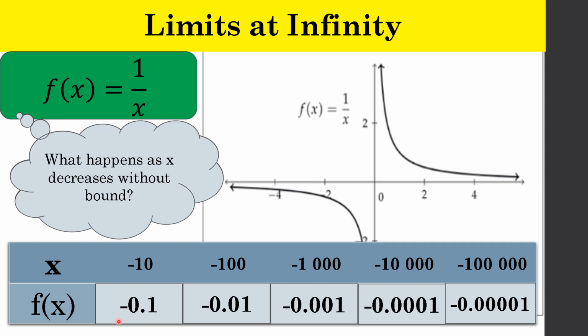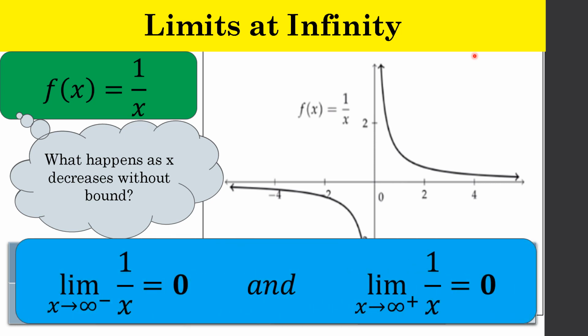So, ano nangyayari sa f of x from negative 0.1, naging 0.01, naging negative 0.001, negative 0.0001. It is also approaching to 0. Okay? Katulad kanina, kung yung value ng x natin papuntang positive infinity, the f of x is also approaching to 0. Okay? Ganun din yung case ni x decreases without bound naman. Yung x natin na papuntang negative infinity, it results to f of x is equal to 0. Yun naman yung limits at infinity.